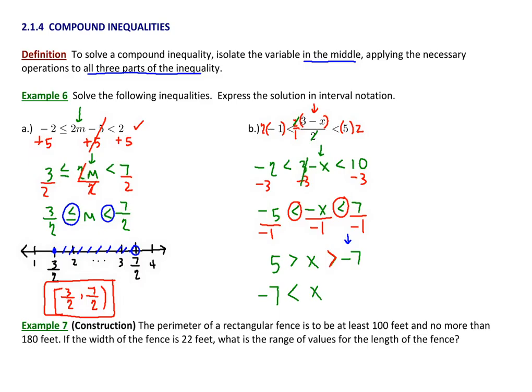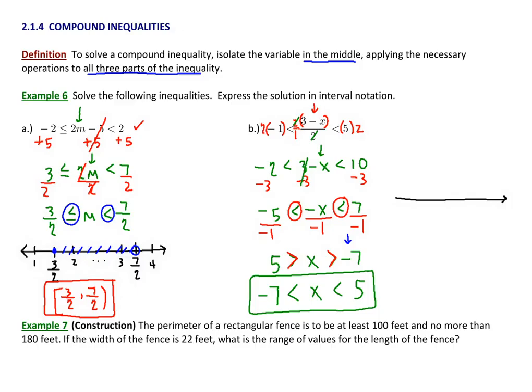X is in the middle, and then again, notice this inequality, the big side is facing the 5, so I'm going to make sure the big side is facing the 5. So those two statements are equivalent, but this one is mathematically polite because it goes from smallest to largest. Okay, let's take a look at what this looks like on a number line.